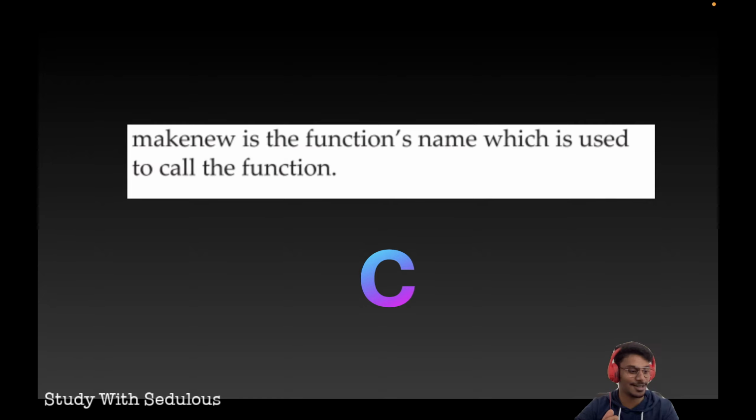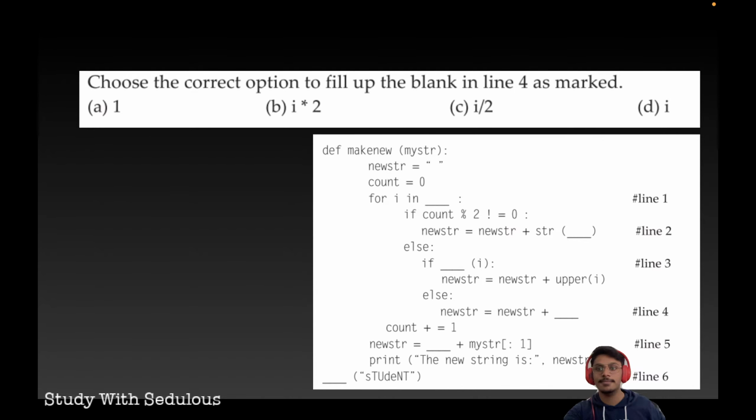Why is it not logical? Okay, we'll tell you why it is not logical. Because i itself is a letter. It actually makes no sense to say i into 2. Oh, okay, i into 2. Why is it not logical? I'll tell you. Which question was it? This one, in line 4, right? New string is new string plus dash. Is it 1? i into 2, i by 2.